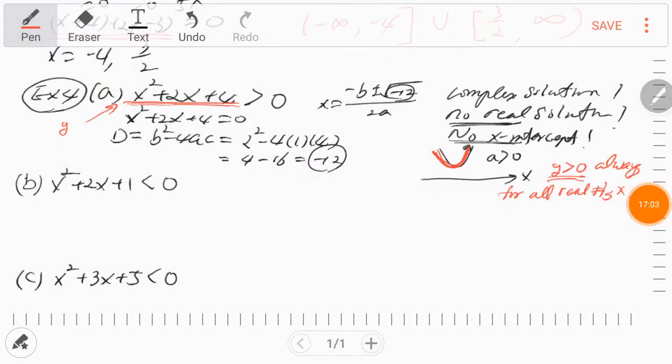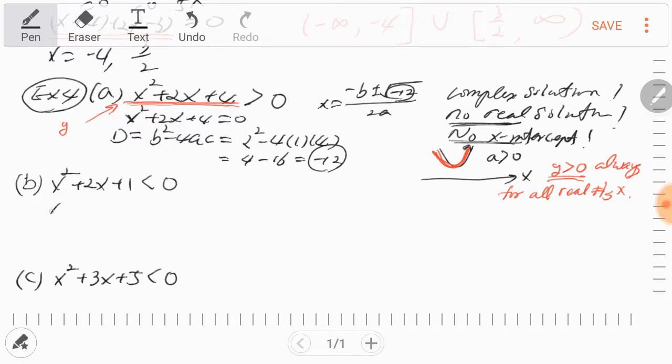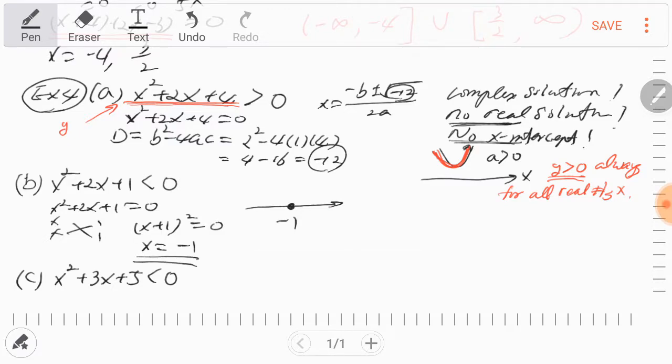Okay, then let's check the second one. So let's set the function equal to 0. Then this is equal to x times x, 1 times 1, the cross multiply is 2. So this is equal to x plus 1 squared equals 0. So x equals negative 1. Negative 1 is the x-intercept.